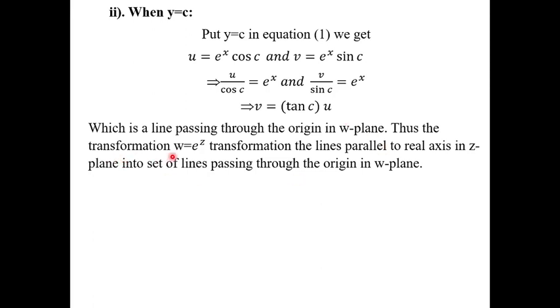Therefore, thus the transformation W is equal to e power z transforms a line parallel to real axis in z plane into a set of lines passing through the origin in W plane.